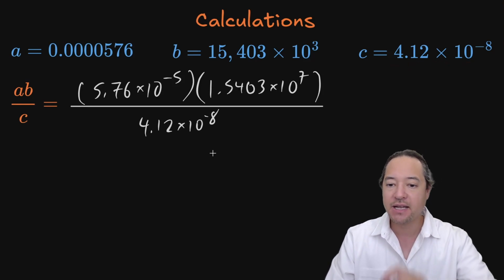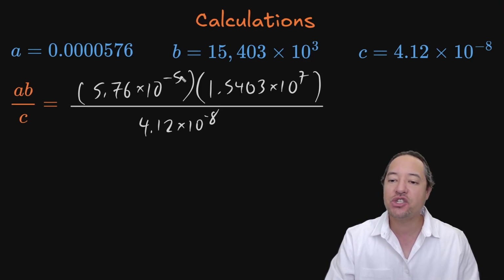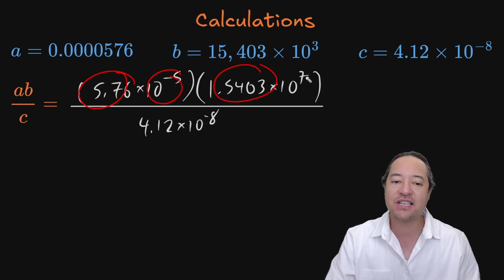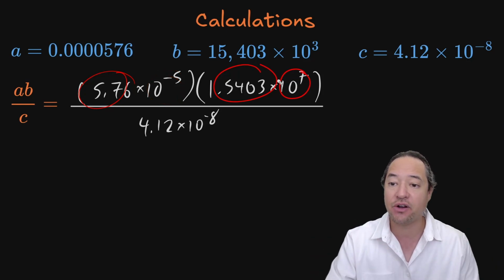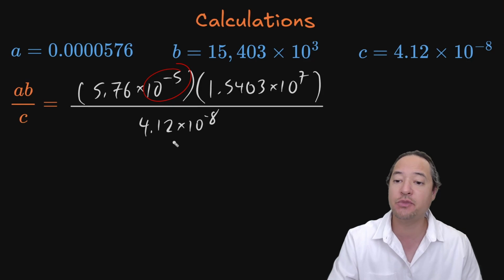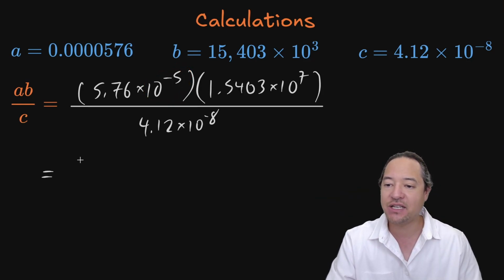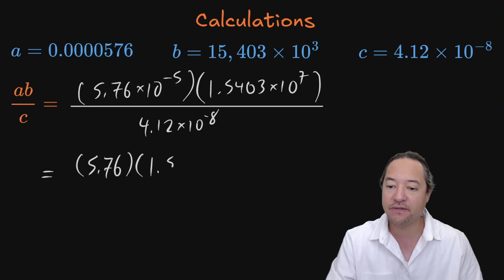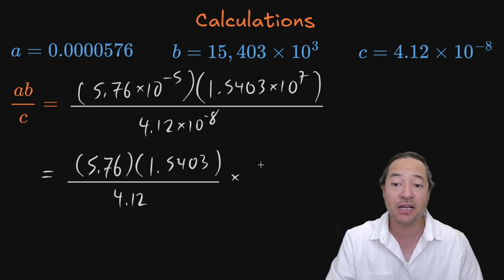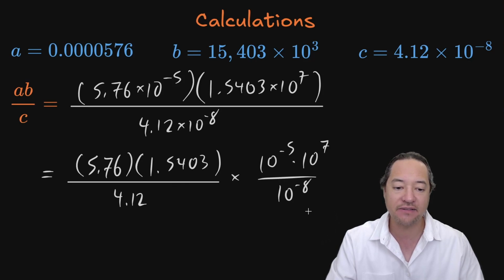Okay, there we go. Now I can actually treat each of these as a separate term that is being multiplied together, right? This power of 10 to the negative 5, I can move that around. Multiplication is commutative. And so I'm going to rearrange everything on the top. I'm going to say that's equal to 5.76 times 1.5403 divided by 4.12. I'm going to have that multiplied by, well, here I have a 10 to the negative 5 times a 10 to the 7 divided by a 10 to the negative 8, right?